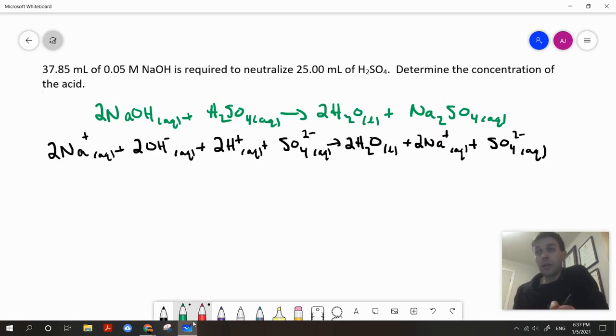Okay, so here is the total ionic equation. Recall that at this point here, we are going to cross out the spectator ions, ions that appear in the same quantity, charge, and state on the reactant side and product side. In this case, the sulfate and the sodium ions are the spectator ions.